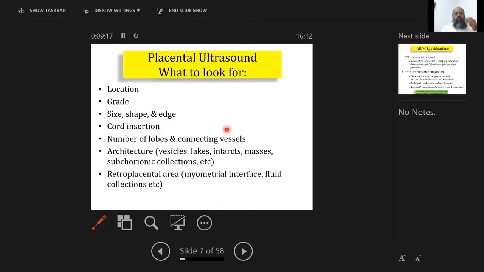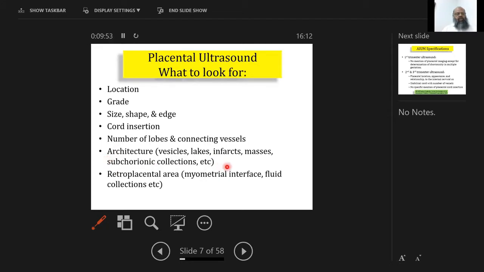Placental ultrasound, what to look for? The location where it lies, its grade 0, 1, 2, or 3, the shape, size, and edge. Edge means the ends, then cord insertion in placenta, number of lobes and connecting vessels, architecture, vesicles, lakes, infarcts, masses, subchorionic collections, etc. So we have to keep in mind, especially for the beginners, that we will see all these things.